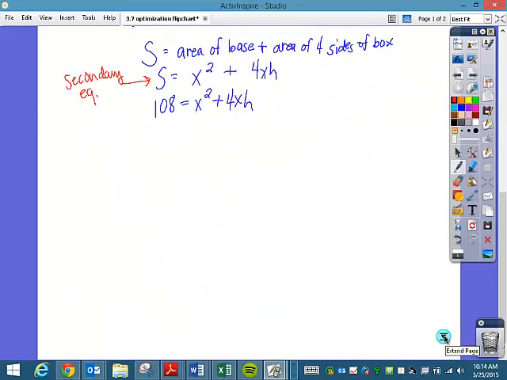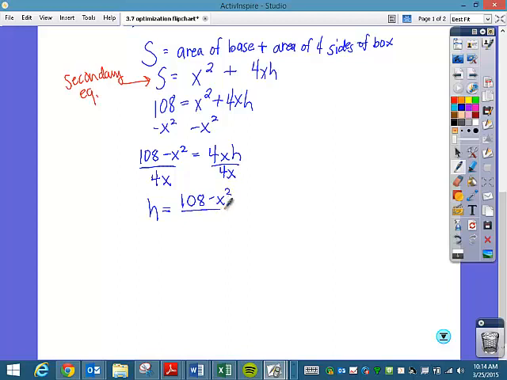I can either try and get x all by itself or I can try and get h all by itself. I think it's going to be easiest to get h by itself. So if I'm trying to solve for h, first I need to get rid of this x squared. So I'm going to subtract x squared from both sides. I'm trying to get h all by itself, so I'm just going to divide by 4x. So height is 108 minus x squared over 4x.